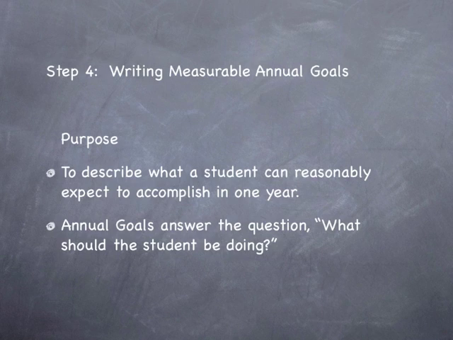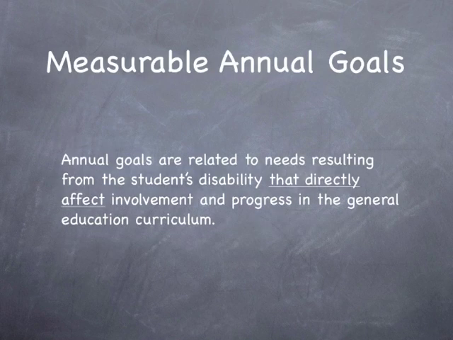Next, we'll discuss writing measurable annual goals. The purpose is to describe what a student can reasonably expect to accomplish in 1 year. Annual goals answer the question, what should the student be doing? Annual goals are related to the needs resulting from the student's disability that directly affect involvement and progress in the general education curriculum.